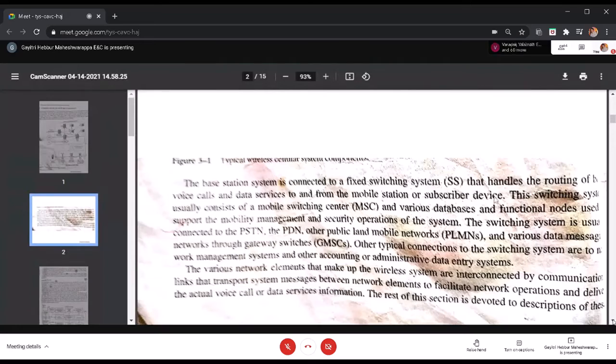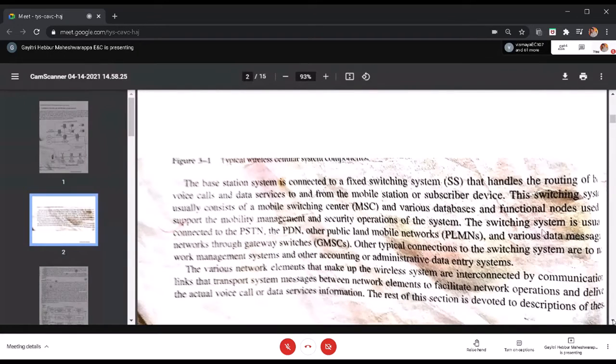So this switching system usually consists of mobile switching center and various databases, that is HLR, VLR, EIR, okay, and functional nodes like FNR, IWF, ILR, used to support the mobility management, okay, and security operations of the system. Security operations of the system means authentication center, mobility management means interworking location register and other things.